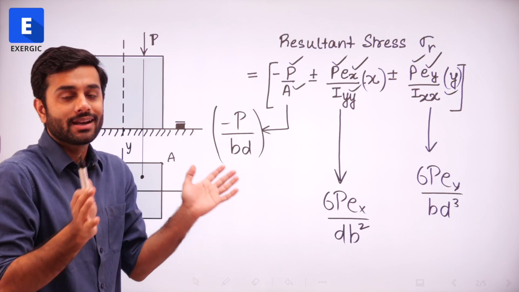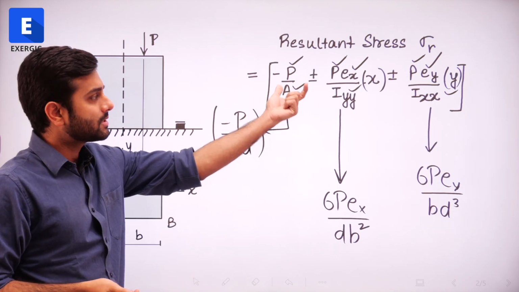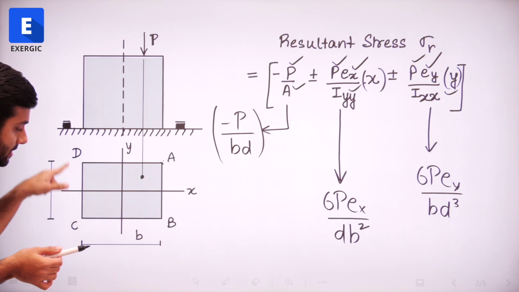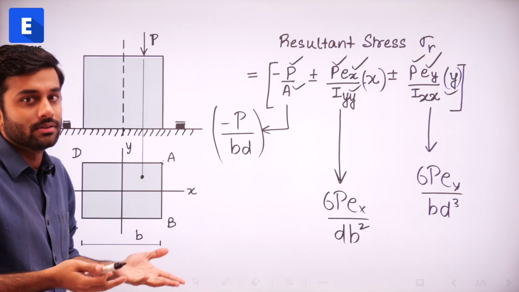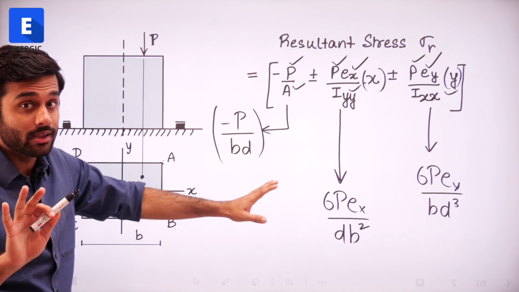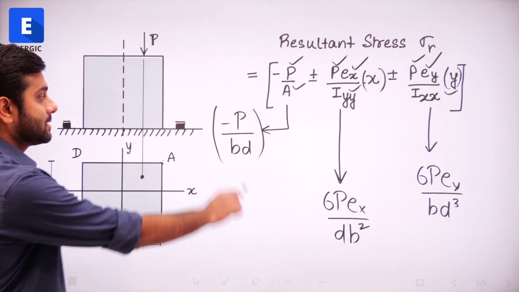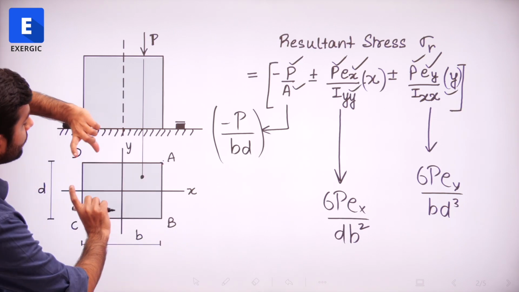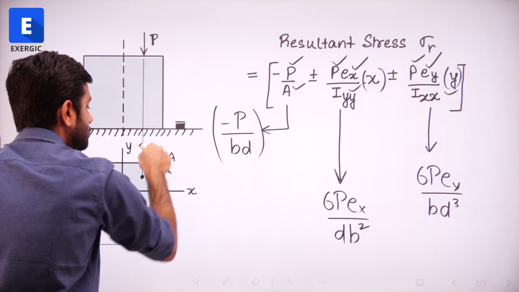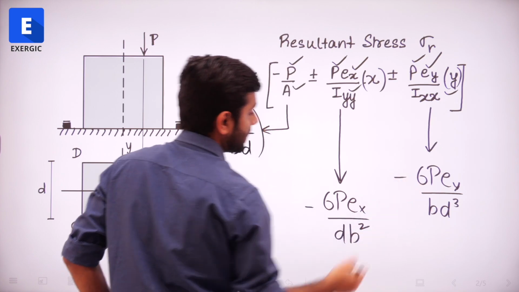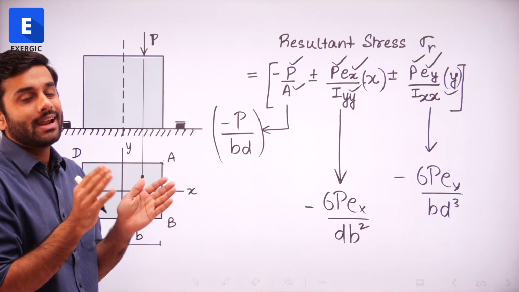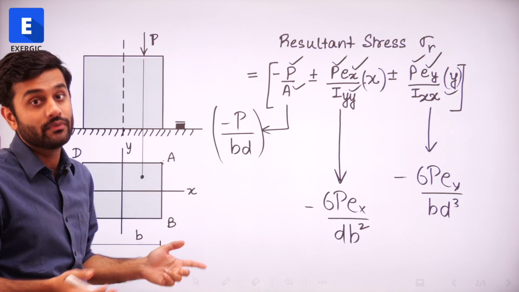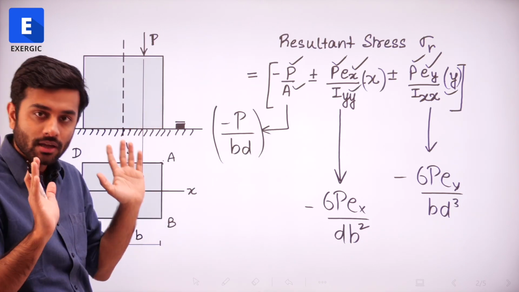All these three terms may get added together, some of them may get subtracted from each other, all depends upon which is the section where the point is lying. For point A, we have written this for point A, right or not? So for point A, this is going to be compressive. Moment due to Y is also compressive, moment due to X is also going to be compressive. So this will be negative, this will be negative, all are going to be negative, all will get added together in this expression to give the resultant stress on point A, which is going to be compressive with a negative sign, right or not?